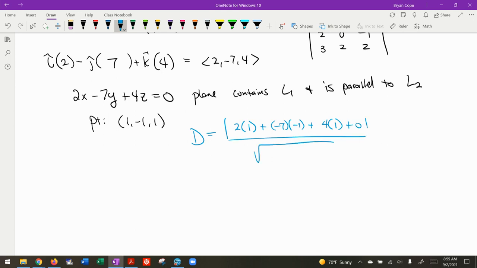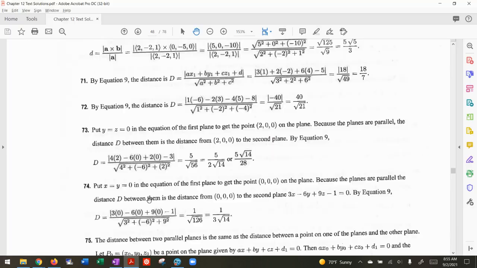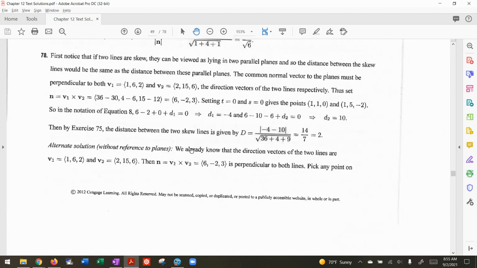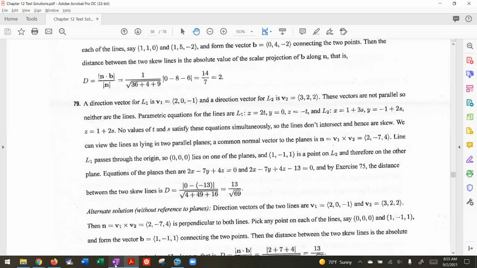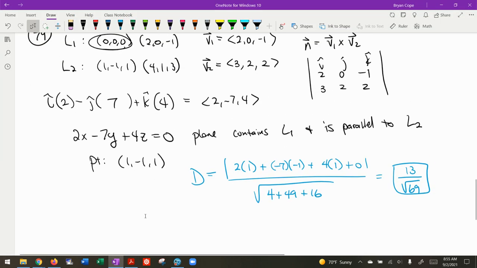the square root of 4 plus 49 plus 16. Numerator is 2 plus 7, 9 plus 4 is 13. Denominator is 49 plus 16, which is 65, plus 4, root 69. So 13 over root 69 is my answer. Let's confirm that. 13 over root 69. Oh, we did it. Great. Okay, that's everything. Hopefully that was helpful.